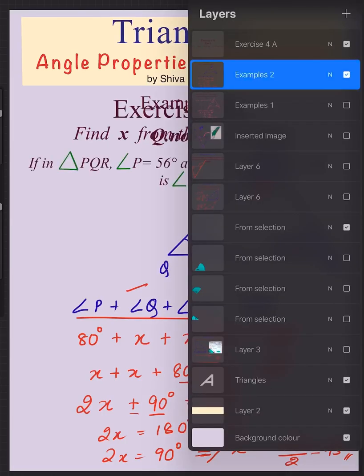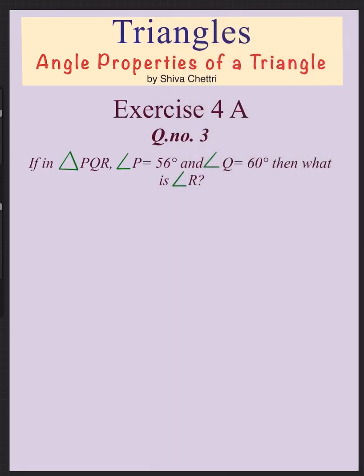And the last question for this is from exercise 4a. In figure PQR, sometimes the question is like this only, you will not get the figures, you have to draw it on your own. And in geometry, one thing you have to keep in mind is that whenever you get a question, try to imagine and draw a figure, because if you draw, then you can easily relate and find the answer. So now we have a triangle PQR.